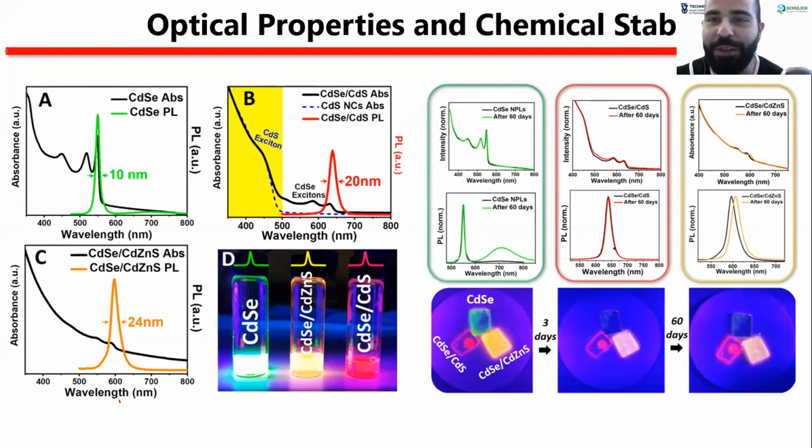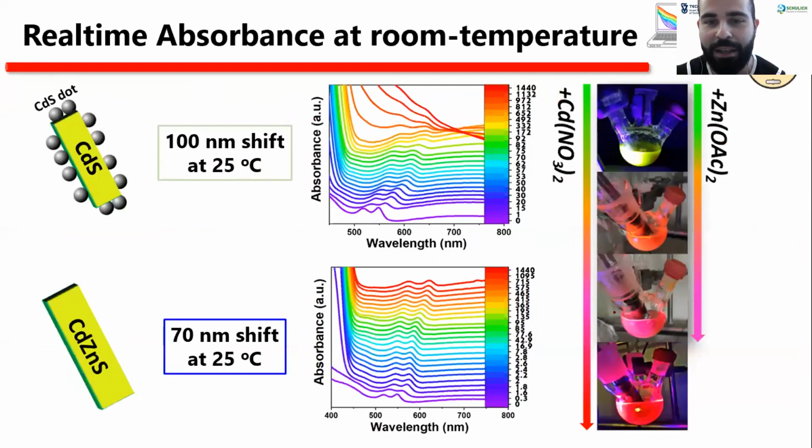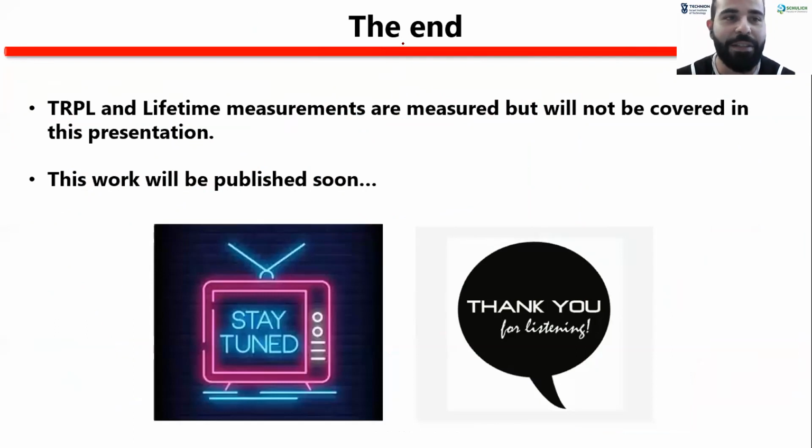We saw here that the shelling increased the quantum yield and the passivation of the surface, up to 60 days, and that these two materials, as you see here, are very robust and they stand for 2 months, unlike the cadmium selenide, which vanished so fast. Soon we will publish a paper which contains more data about the time results and the lifetimes, so stay tuned for the paper.